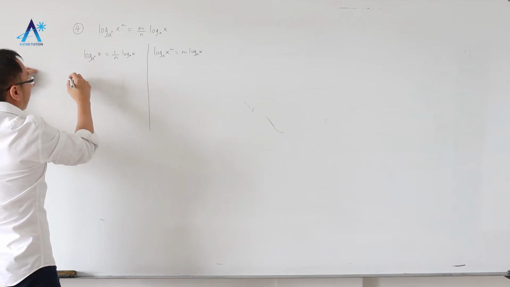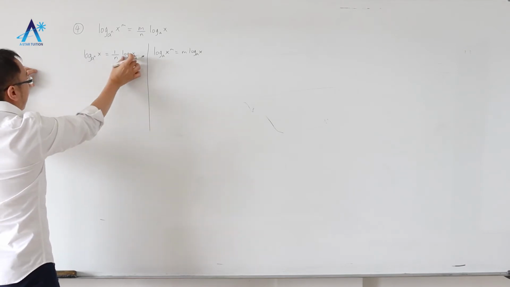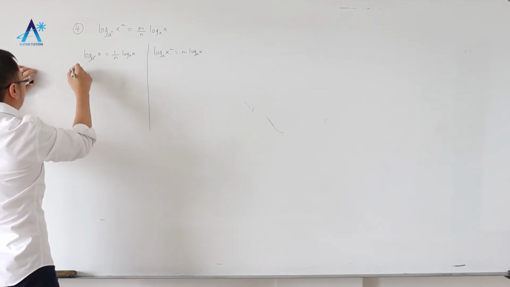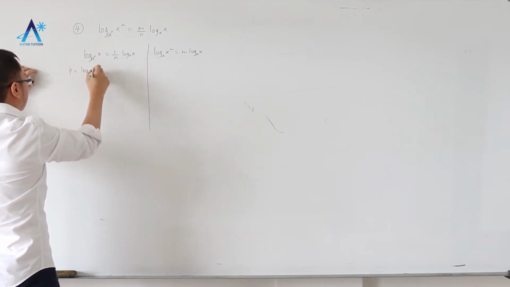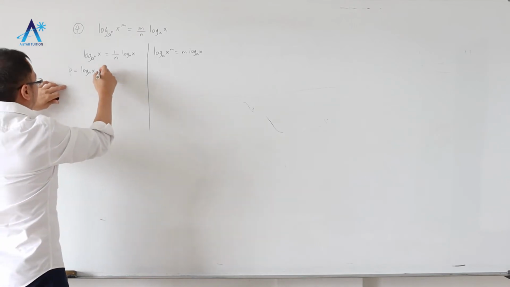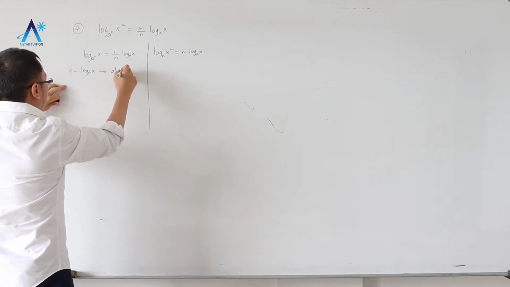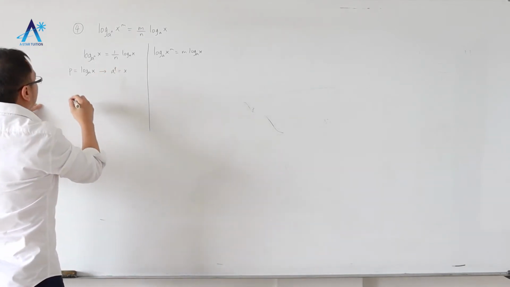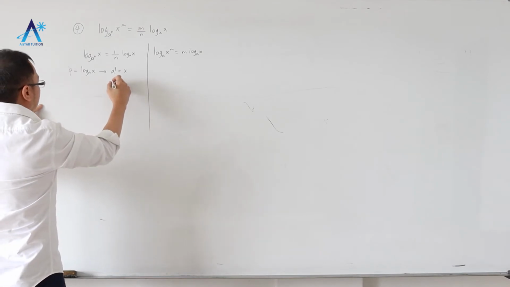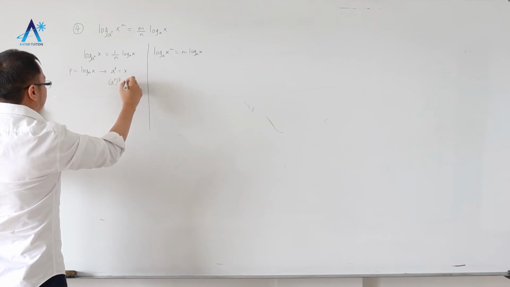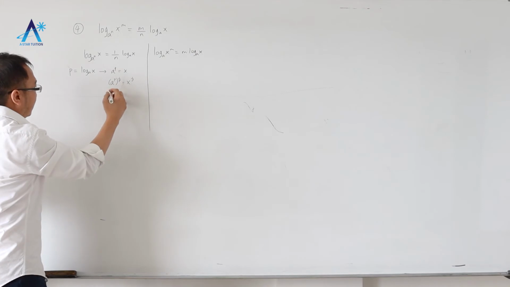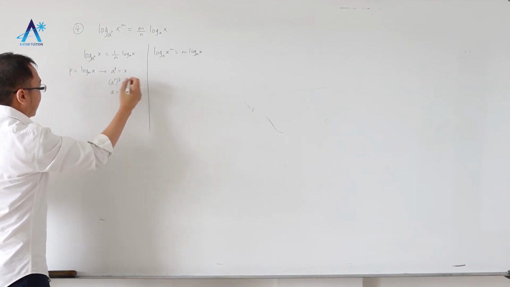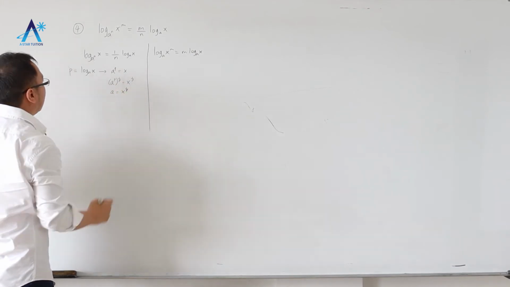Let's start off with the definition of log base a of x, or we just define log base a of x as p. This is leading to a to the power p equals x. Raising a to the power p to the power of 1 over p is equal to x to the power 1 over p. This is leading to a, and on the right hand side we have x to the power 1 over p.